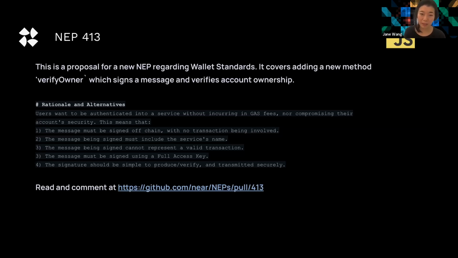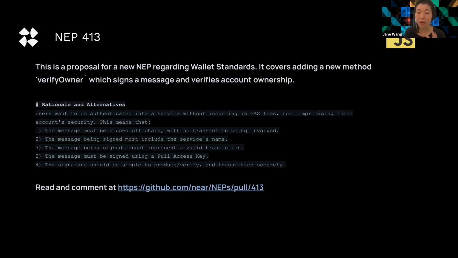Specifically, the message is signed off chain. It's just a string, it's not a valid transaction. We don't want you to accidentally sign a transaction and publish it on chain. It's always signed with a full access key, and the signature should be really easy to verify. I don't have too much to add because this is going to be discussed thoroughly at the wallet standard group and NEP call, in the next upcoming call.